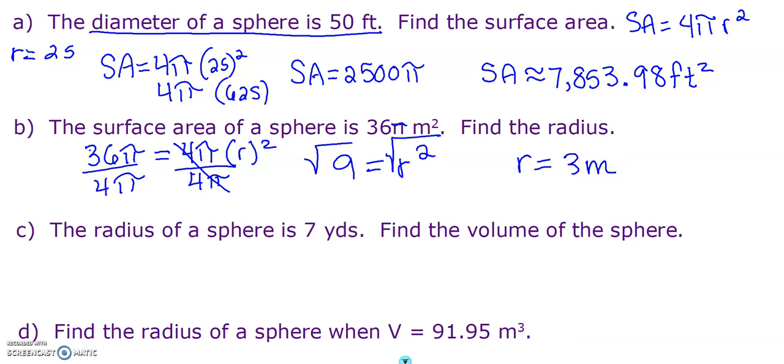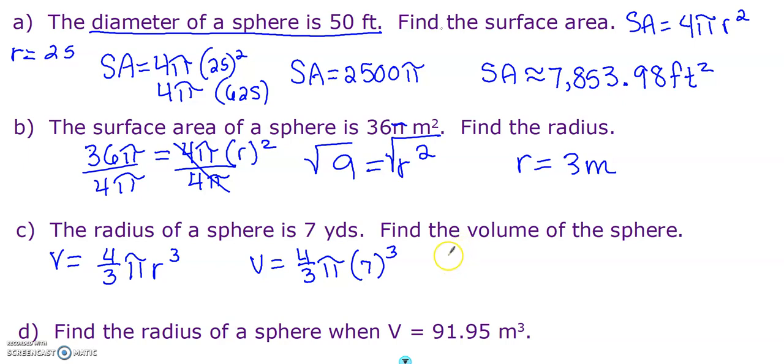Our next one is on volume. So we'll take a look at the volume of a sphere. Volume has the formula 4/3 pi r cubed, to the third power. It says our radius is 7. So that's fine. I'm going to just go ahead and plug that in. And just make sure you're doing it to the third power. So when I type in 7 to the third power, it equals 343.